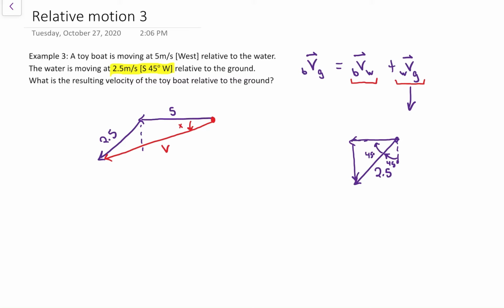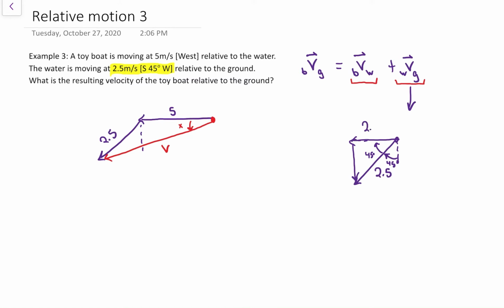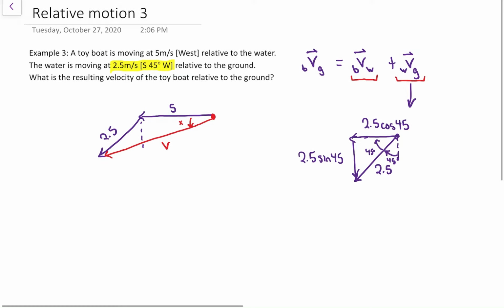The side adjacent to that, SOHCAHTOA, adjacent is a cosine relationship, so this side is going to be 2.5 cosine of 45. This side over here, opposite, is going to be a sine relationship, 2.5 sine 45. Sine of 45 is the same as cosine of 45, so I'm going to get the same numbers. These end up being 1.77, give or take.